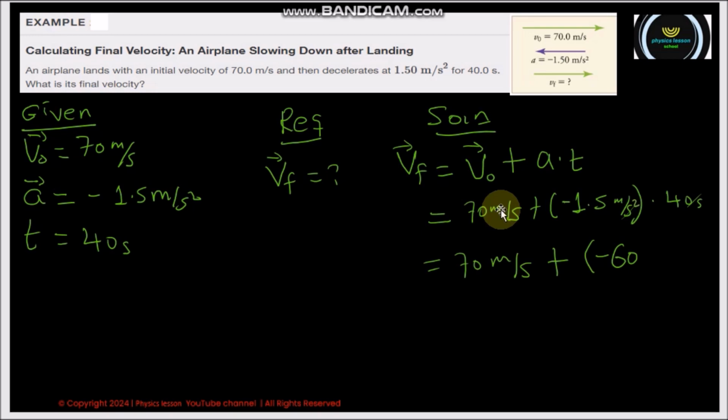This we have meter per second square. Second by second, we have only 1 second, minus 60 meter per second, then which is equal to 10 meters per second.